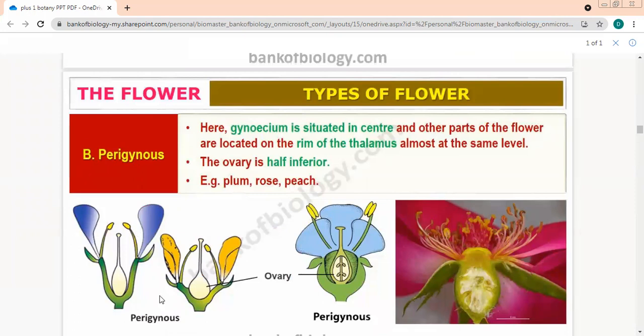Okay. Look at this, children. Gynoecium or ovary is situated in the center, and other parts of the flower are located on the rim of the thalamus almost at the same level.